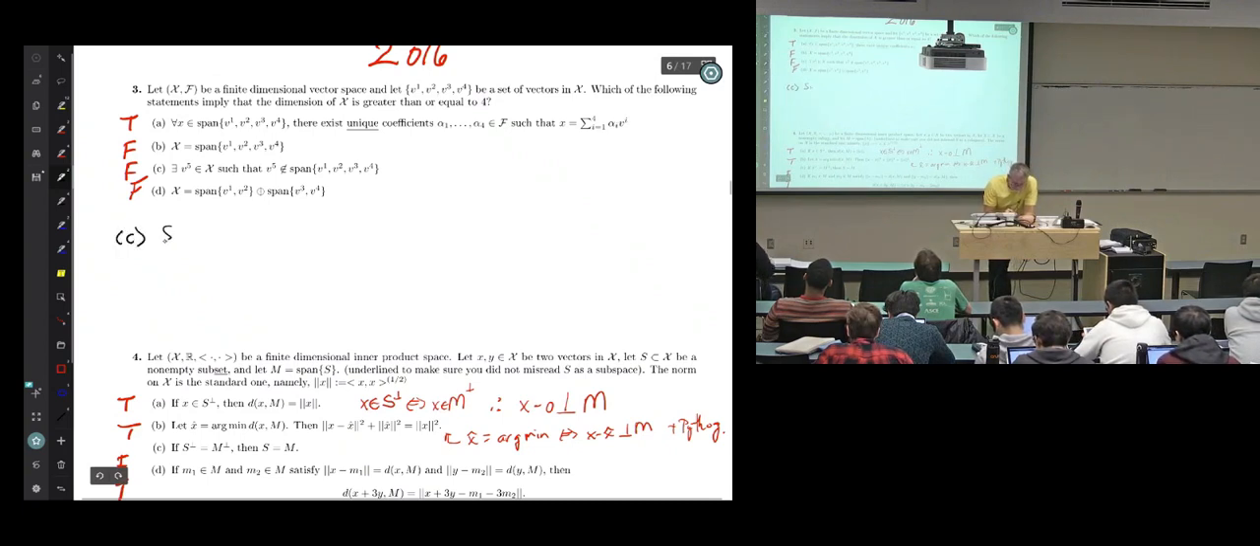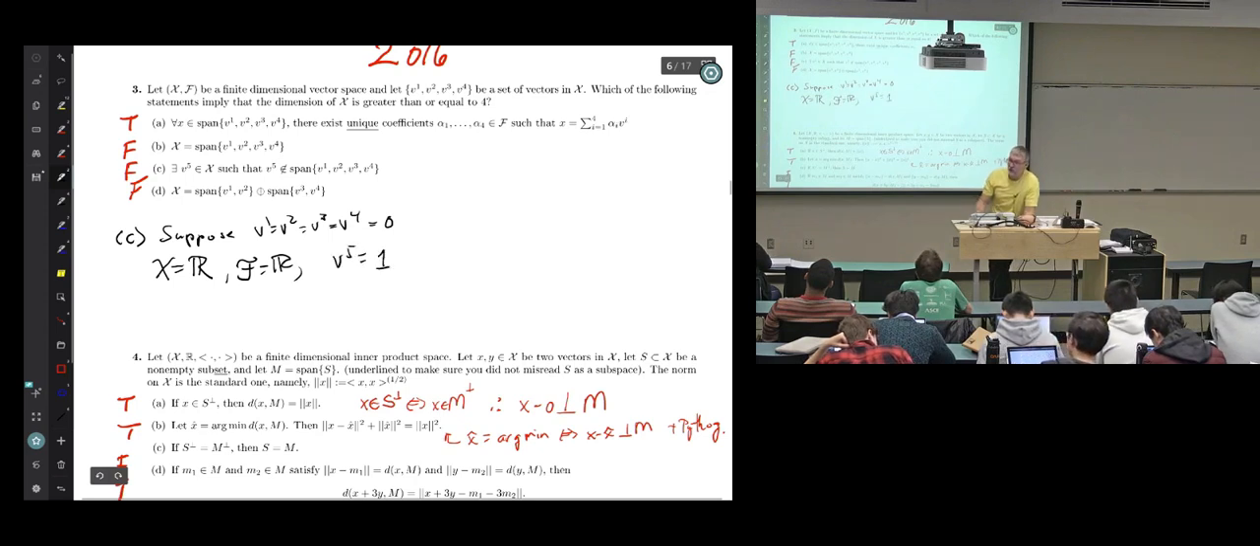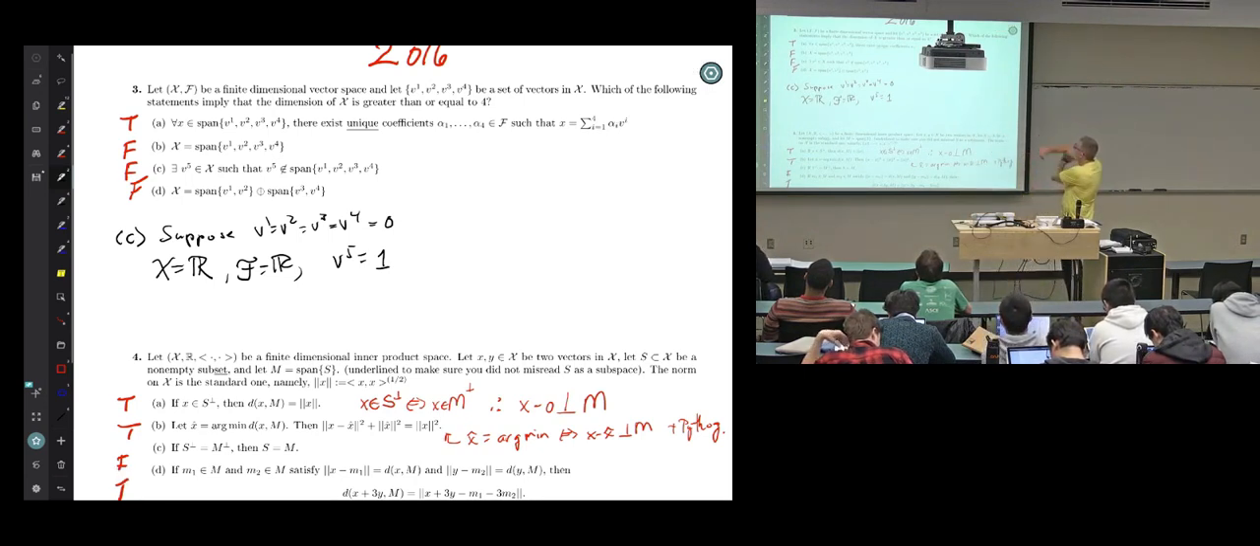C, counterexample. Suppose V1 equals V2 equals V3 equals V4 is the 0 vector. X is the real numbers, F is the real numbers, I take V5 to be the vector 1, okay? So it's just the usual thing. You're not given any information on the vectors. They can be anything. Yeah, there's something not in there. So it's not 0, because 0's in that span. So V5 is not equal to 0.